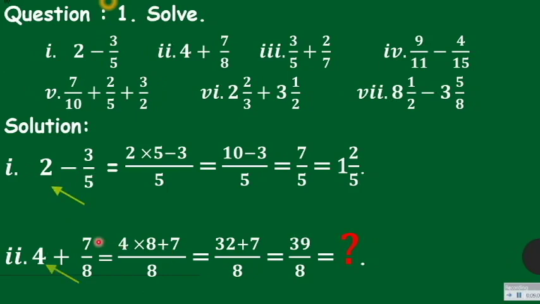Then afterward, the numerator of the fraction as it is. Here also I am keeping the numerator as it is, equals 4 8s are 32 plus 7. By using BODMAS, first I have done the multiplication, then whatever result I am getting, I have added with 7. So the result is 39 upon 8.